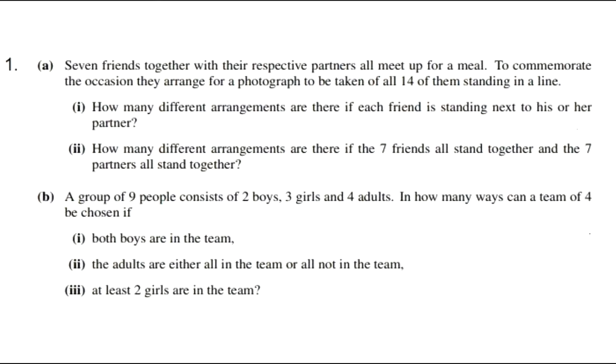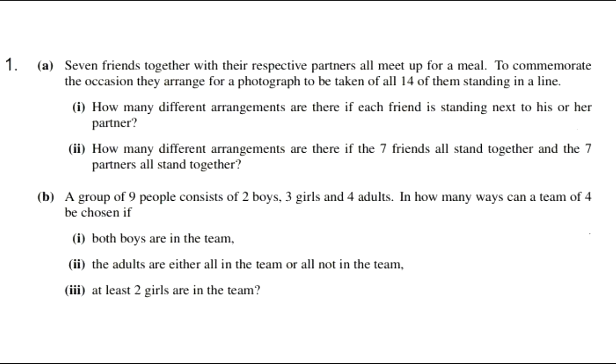Permutations and combinations, A-level past paper questions. First question: 7 friends together with their respective partners all meet up for a meal. To commemorate the occasion, they arrange for a photograph to be taken of all 14 of them standing in a line. First part: how many different arrangements are there if each friend is standing next to his or her partner?